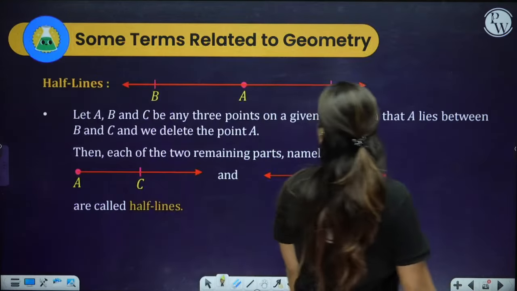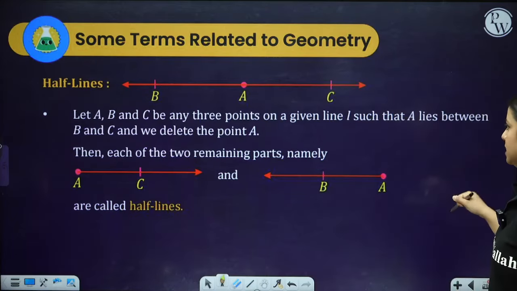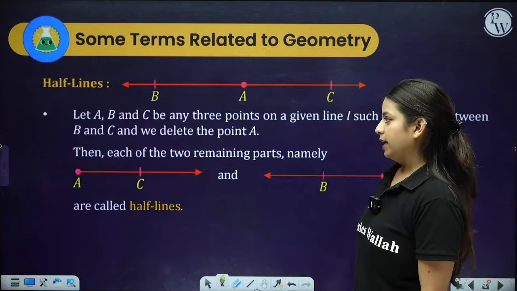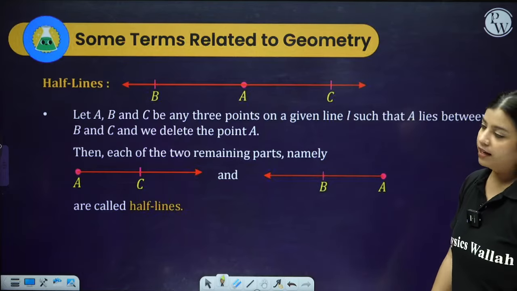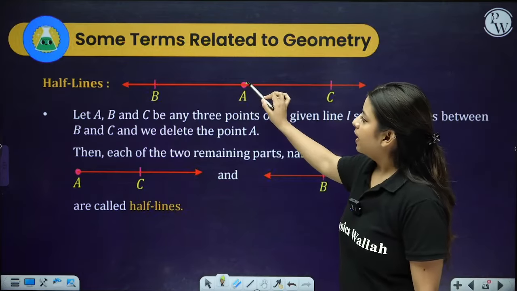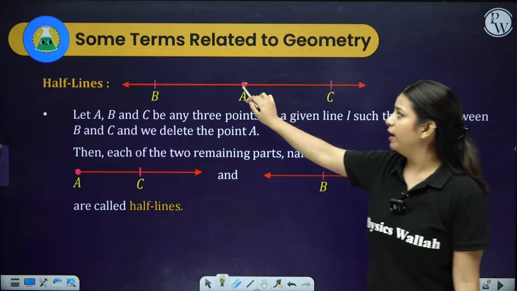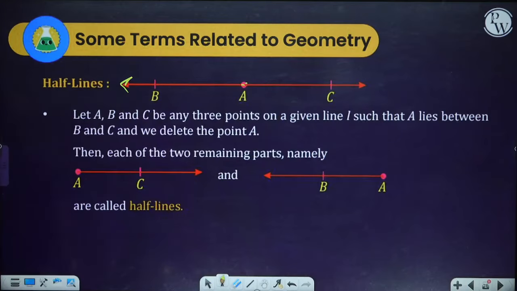Next, half lines. Let A, B and C be 3 points on a given line L such that A lies between B and C, and we delete the point A. Then each of the two remaining parts will be the half lines. So if A is a part, that line we can also call a ray kind of, because it has one point at a starting point and the other one goes beyond. I hope that this is clear to everyone, right?